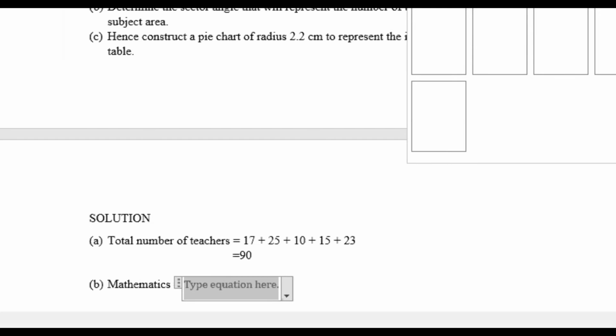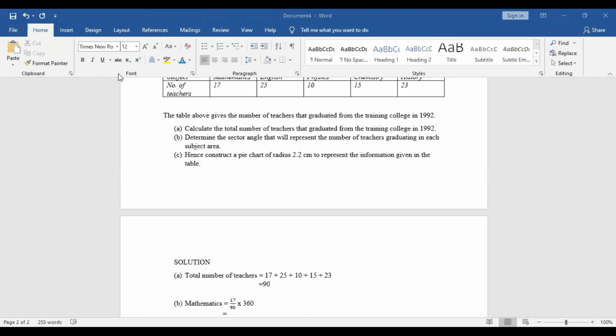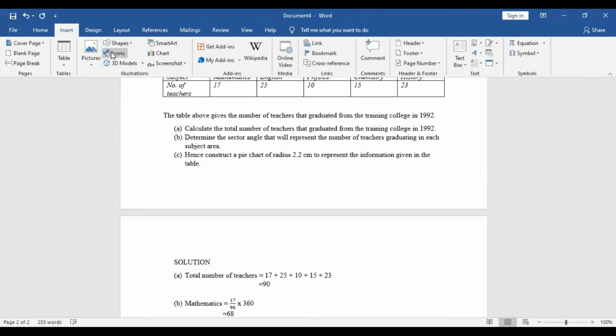So how do you go about doing the calculations here? You simply take the total number of mathematics teachers, which is 17. You divide that by the total number of teachers, which is 90, and we multiply this by 360. So when we do that, 17 divided by 90 multiplied by 360 gives us what? Somebody do the calculations. 68. Okay, so that will be 68, and remember it's a sector of a circle, so that will be 68 degrees. Don't forget to put in your degree symbol.